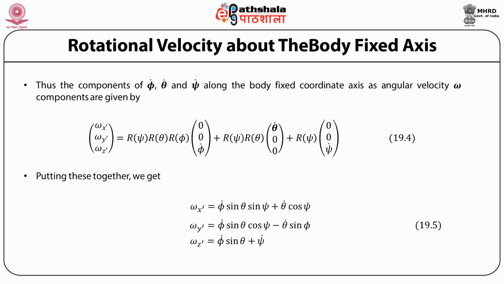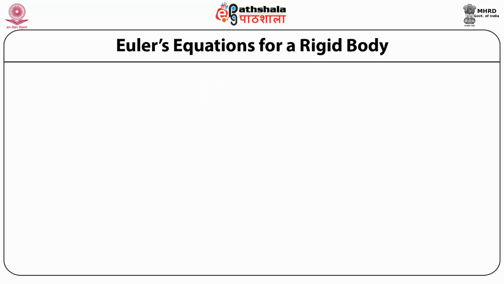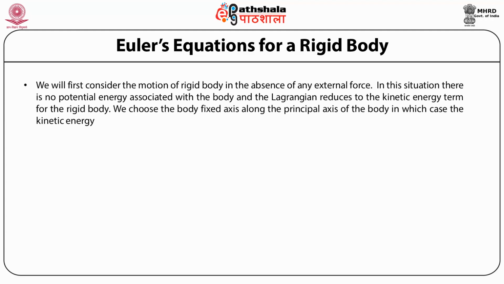This transformation, or this expression of the angular velocity omega of the body in terms of the Eulerian angles theta, phi, psi, is very important, and this is the result which we will be using subsequently. Let us now obtain the Euler's equations of motion for a rigid body. We will first consider the motion of a rigid body in the absence of any external force, that is free motion of a rigid body, which consists of translation and rotations.